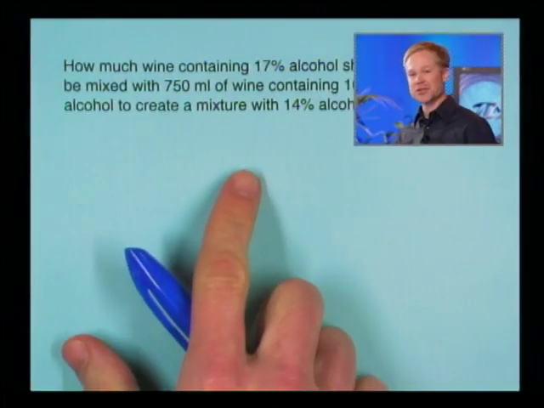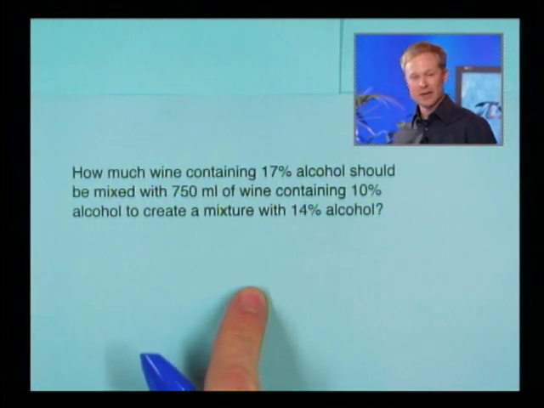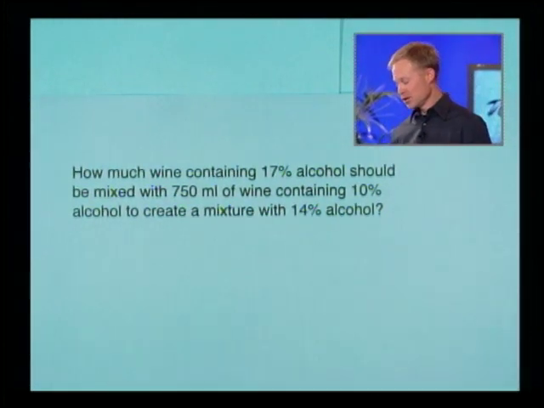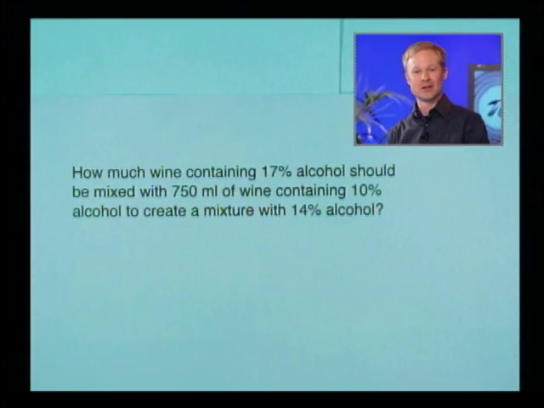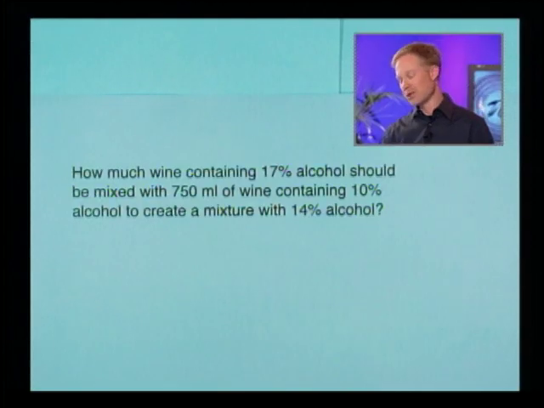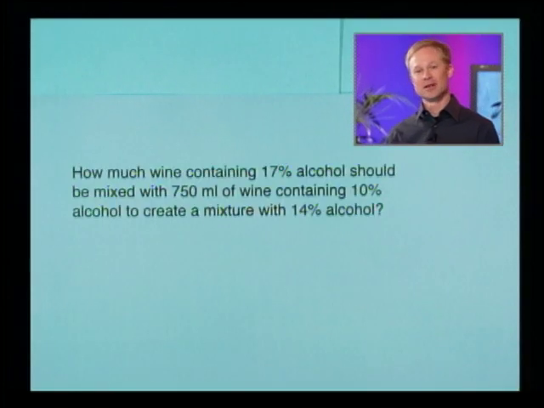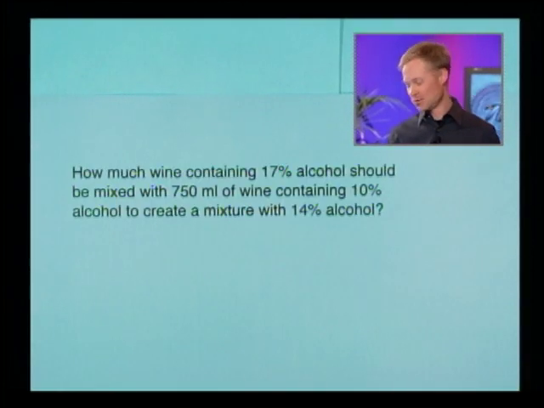So the problem is, I'm going to use the same percentages he actually mentioned here. See if you can read that. It says, how much wine containing 17% alcohol should be mixed with 750 milliliters of wine containing 10%? You can mix this stuff together, and you want to end up with a 14% alcohol solution. So if you're in an algebra class, I'll show you how we would set this up. And this is pretty much what he was doing at his job as well.